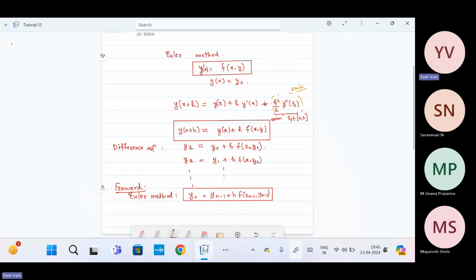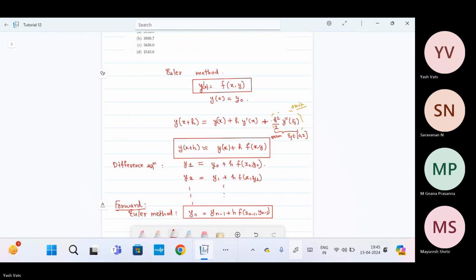You understand this method? Any issues in it? Yeah, clear. One small clarification regarding this order term. Whatever higher order term is omitted, we are approximating this as a difference equation. Omitting the error term, we just have a difference equation. Otherwise, it is a differential equation. Without error, it is shown as a difference equation.